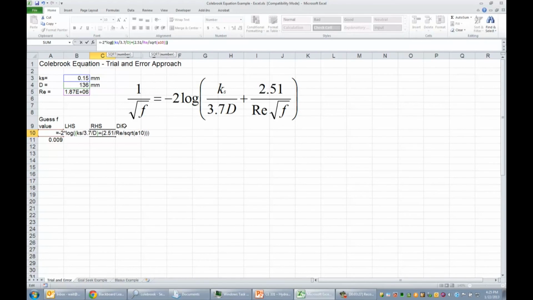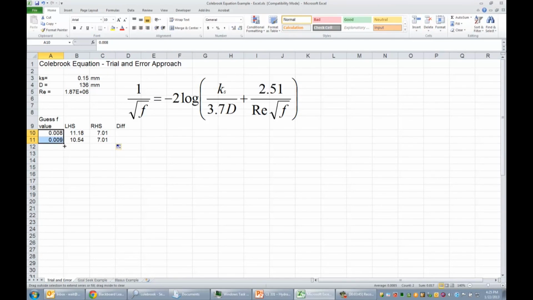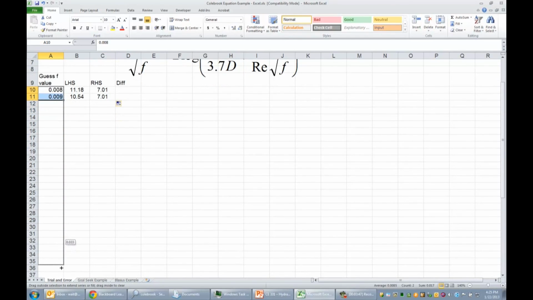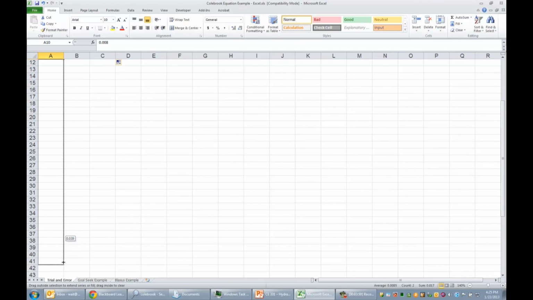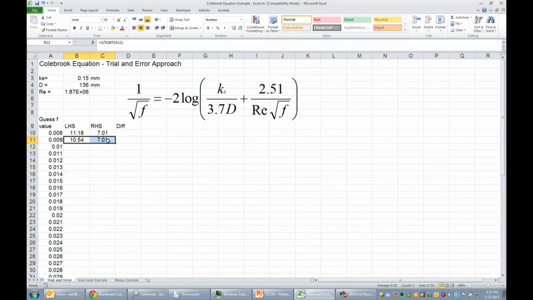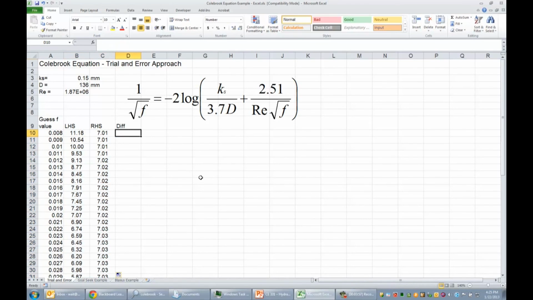Okay. 7.01. So of course the beauty of setting it up like this is that I change my value of guess value of f, and when I drag the formula down, it automatically calculates the new value. So we'll go over the entire range of possibilities. About 0.38 is as high as we'll ever get with an f value, and drag all those down by double clicking. And this difference column here will help me to know which solution is closest.